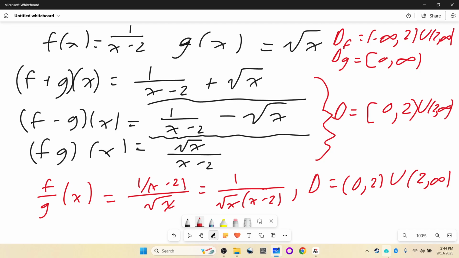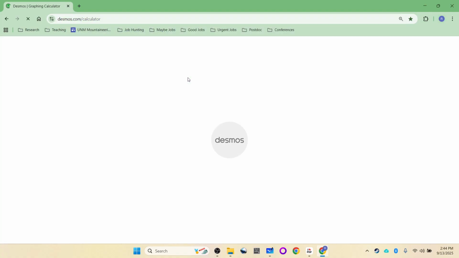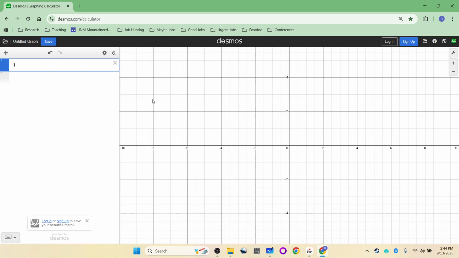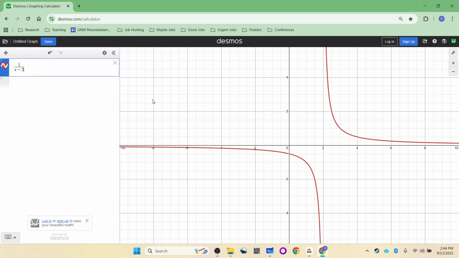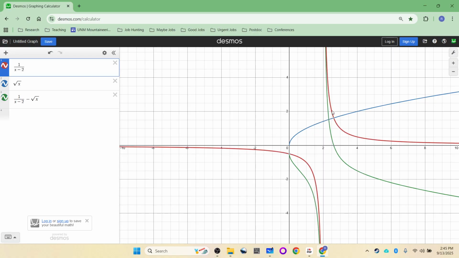And then if you wanted to put these into a graph, let's look at one of them, for instance. Go to Desmos, and let's just graph 1 over x minus 2 and square root x, and then let's do the minus 1 over x minus 2 minus square root x. So you pick any point here. Here we go.